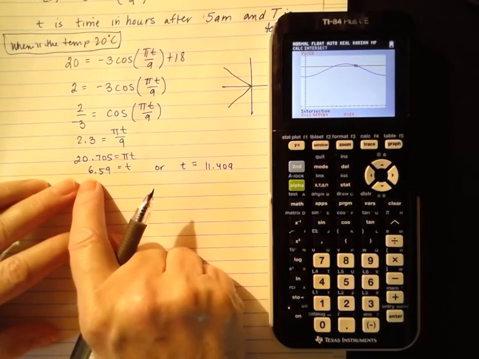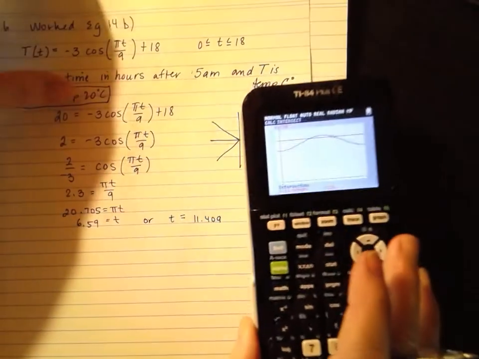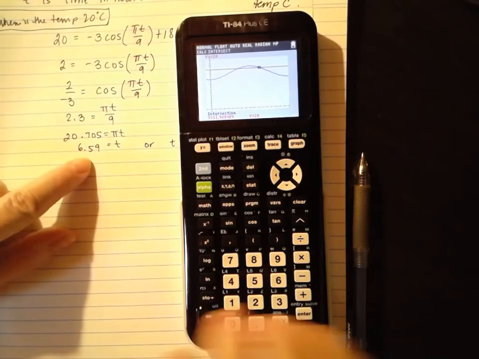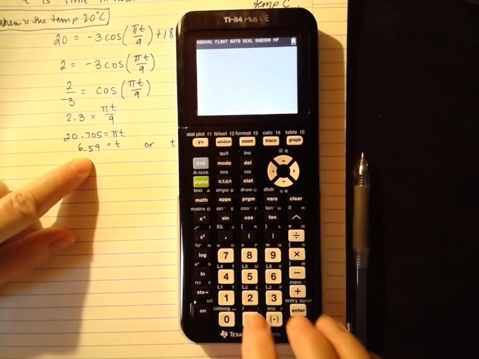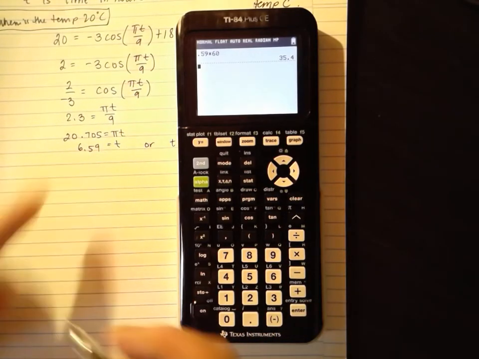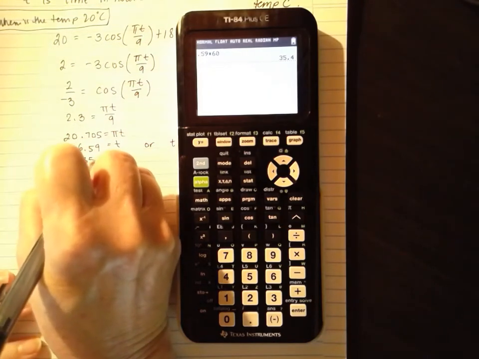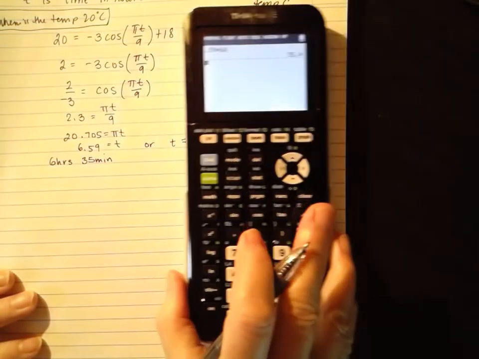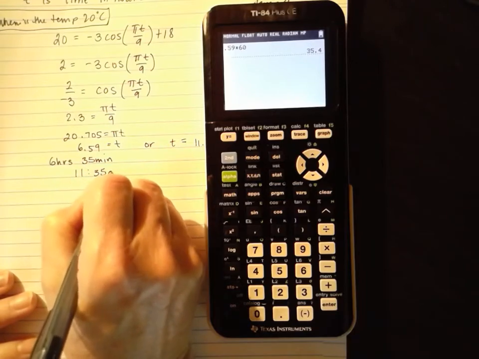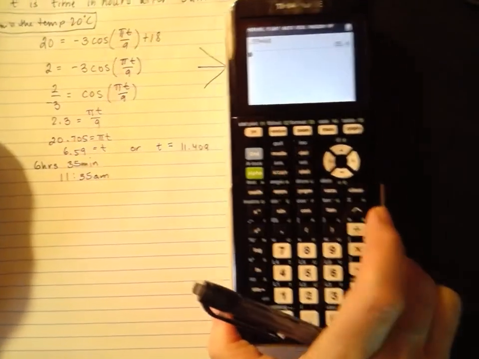So this is 6.59 hours after 5 a.m., because that's what it said up in the problem. And to change hours to minutes, because I don't want that to be a decimal point, I want it to be minutes, I go 0.59 times 60, and that'll get me 35 minutes. So I go, okay, 6 hours and 35 minutes after 5 a.m. would be 11:35 a.m. Maybe you have to count that out on your fingers. I usually do, just to make sure I'm right, but that's the right answer to that one.